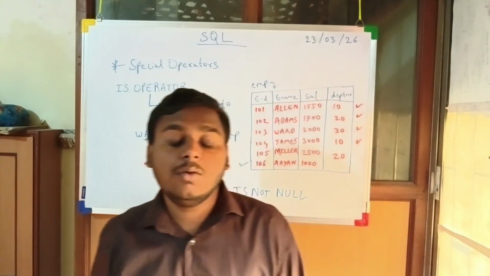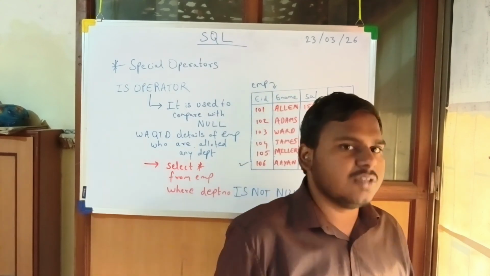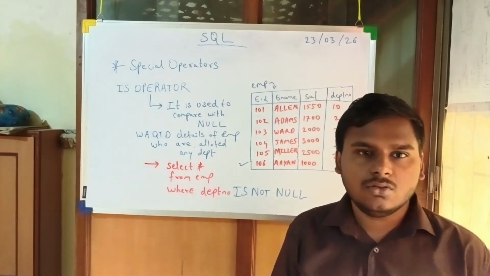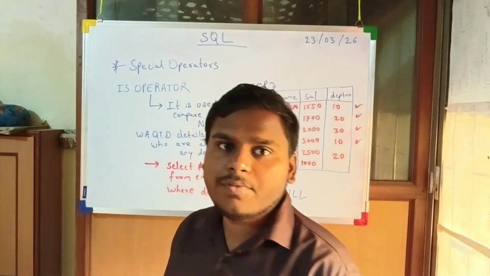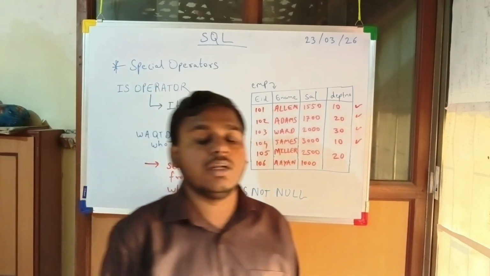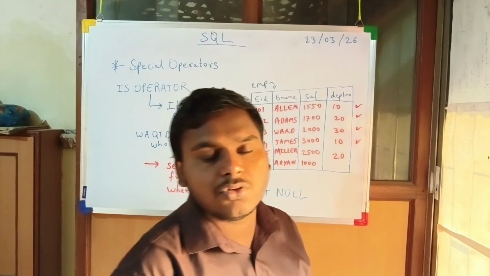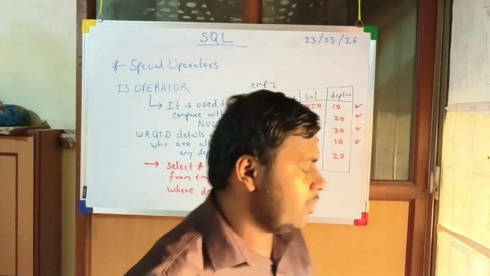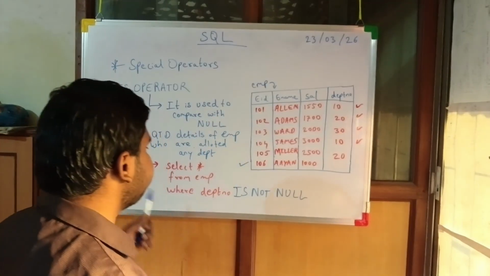Now in the employee table, a commission column is there. Only 4 employees are having commission, if you have noticed. So if I give you a question to display details of employees who are getting commission, who are not getting commission, for that type of questions you can use is operator and is not operator.